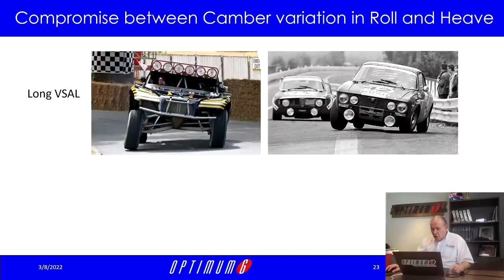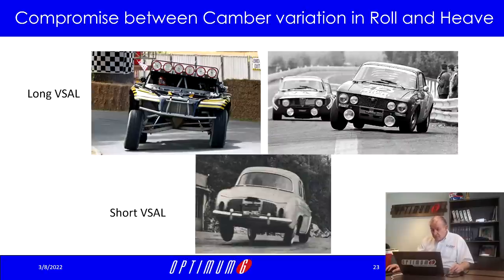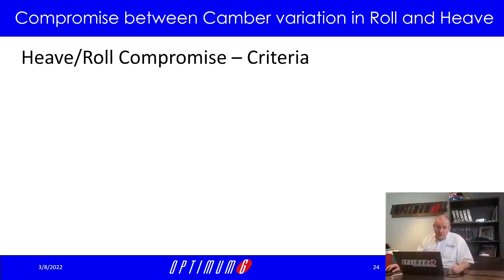You're going to have a lot of camber variation in roll. If you have a very short one, you're going to have a lot of camber variation here. So you're going to have to make a compromise, okay? So the circuit. Let's think about Formula Student. Do you want to win the skid pad? Mainly camber variation in roll, a little bit in heave because of the downforce.